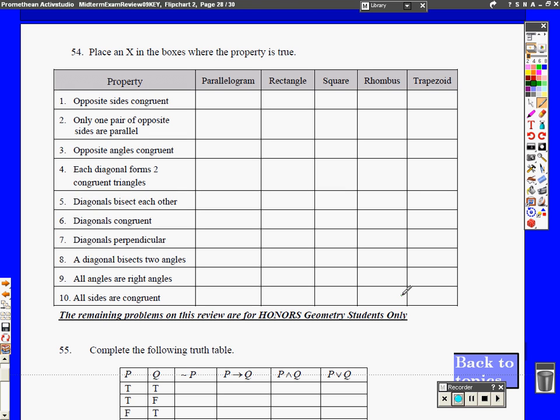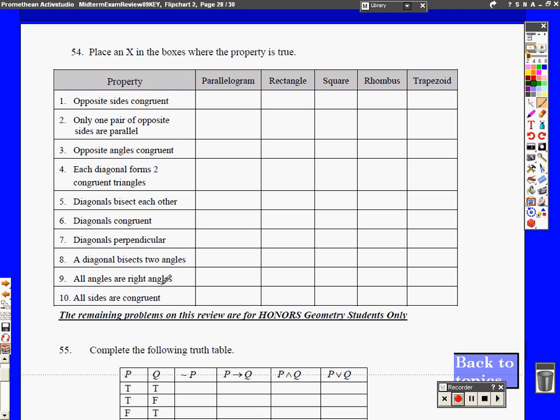So you might remember seeing a chart just like number 54 when we did it in class, and we discussed the properties of the quadrilaterals that we learned about. So we're pretty much just going to complete this chart just like we did in class. We're going to check off in the boxes if this quadrilateral has this property.